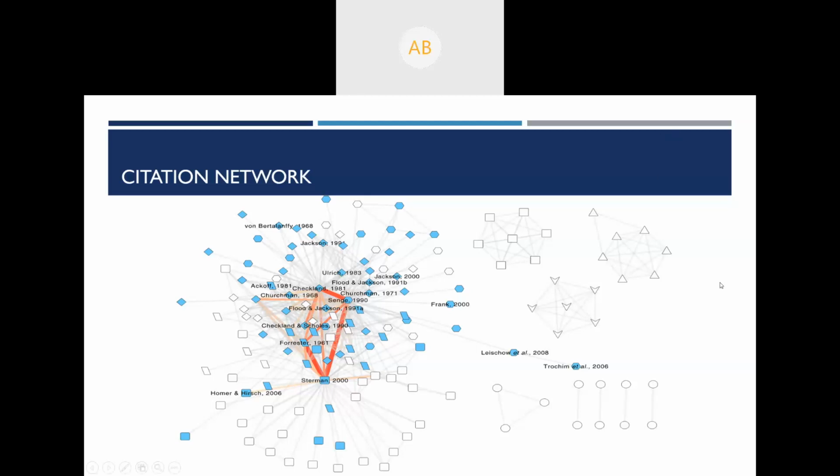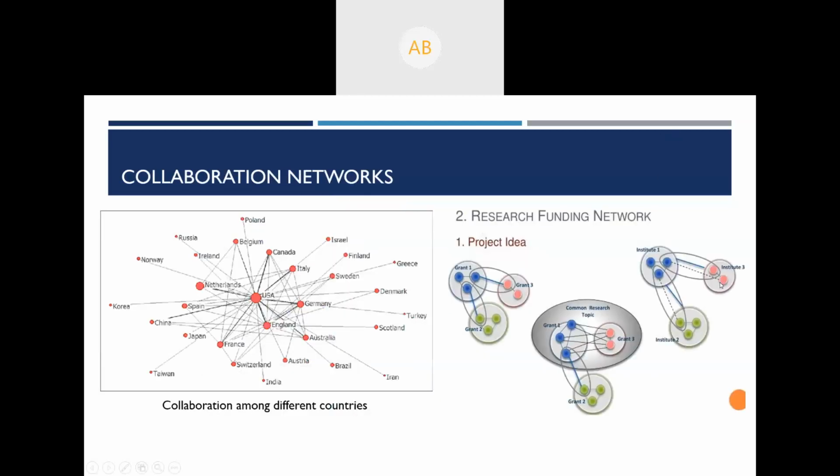Okay. So after the citation network, we have collaboration networks. Now, collaboration networks are basically about how various entities behave when they collaborate with each other.